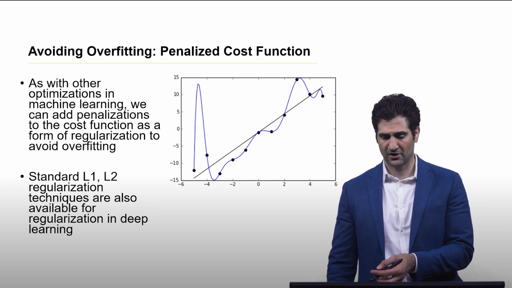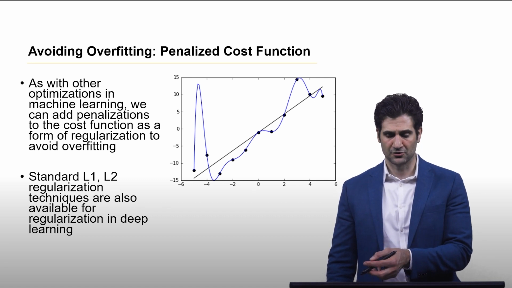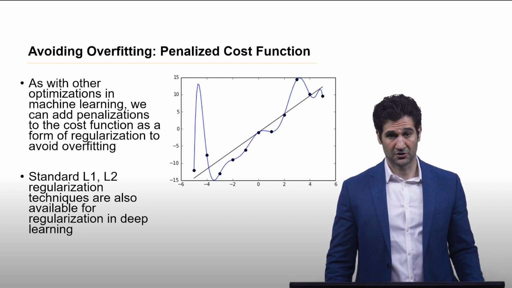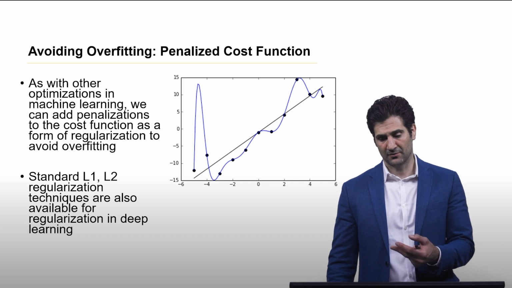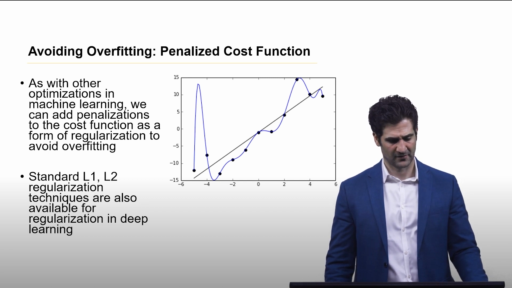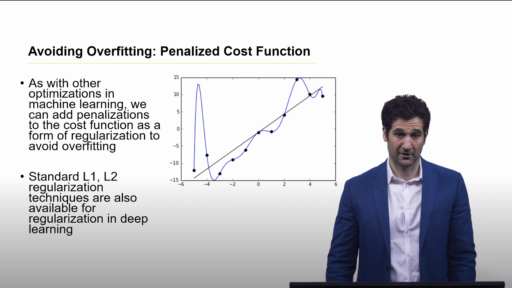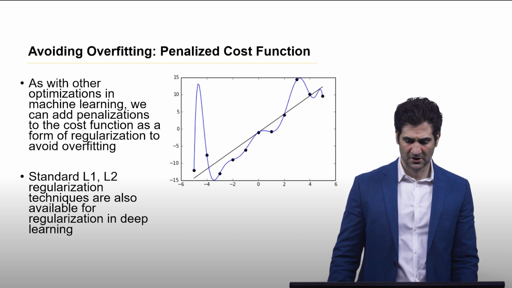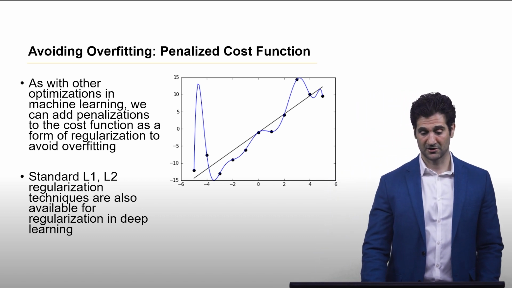This curve that's drawn in that picture is too specific to the training data, as opposed to the line there, which, while it has more error relative to the training data, will generalize better. There are some standard techniques that get used for regularization, such as L1 and L2 regularization. And there are also some specific techniques for deep learning that we'll mention as well.